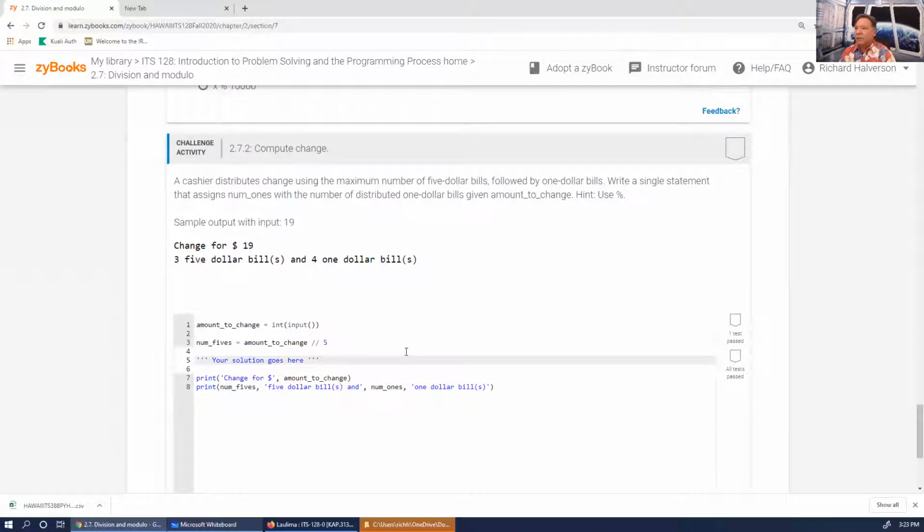So the cashier distributes change using the maximum number of $5 bills, followed by $1 bills. Write a single statement that assigns number of ones to the number of distributed $1 bills given the amount to change.